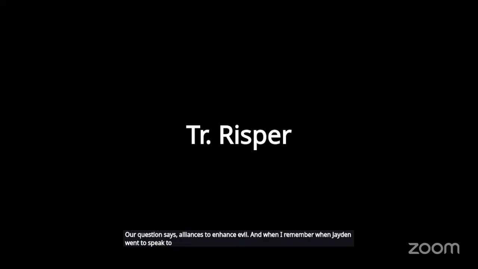Anyway, back to my explanation. Our question says alliances to enhance evil. And when I remember when Jaden went to speak to Harvester, it did not come out so clearly. They wanted to propagate an evil, they wanted to enhance evil. It was more about, could you put in a good word for me so that they can spare me?